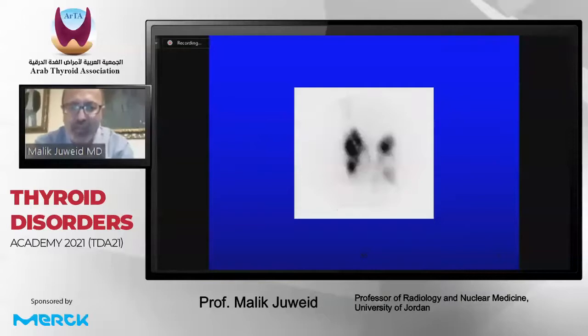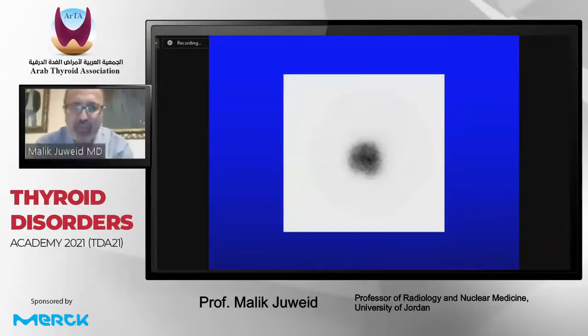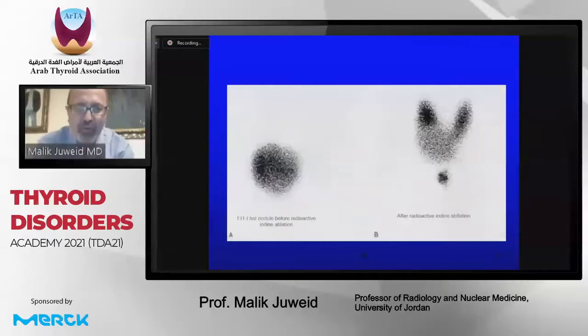This is a case of toxic multinodular goiter. You see here the hot nodules, the warm nodules, and the remainder of the thyroid being suppressed. The classic toxic adenoma here in the right thyroid lobe with complete suppression of thyroid tissue. This is before therapy with radioactive iodine. On the left here and on the right, you can see that the hot nodule became cold and the normal thyroid tissue came back.